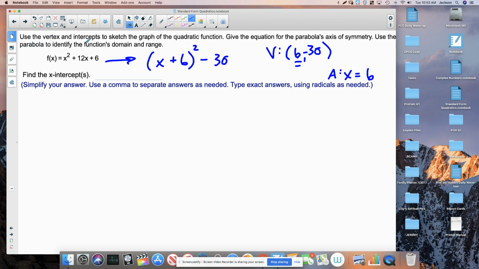It says use the parabola to identify the function's domain and range. Because the vertex is 6, negative 30, and because we see the leading coefficient both here and here is positive, we know that obviously the domain is still infinite, and the range would be from its minimum point, which is negative 30, up to positive infinity. You do enough of these problems, you should become more familiar with identifying all of this information just from the vertex. What I want to do in this problem, though, is focus on identifying the intercepts from general form instead.